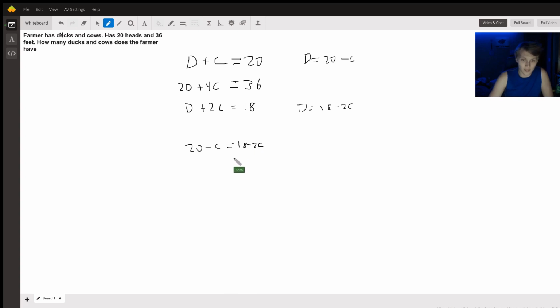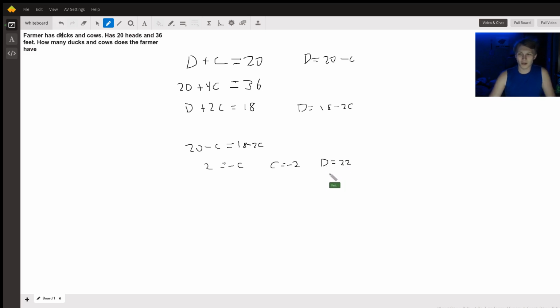And if we solve this, we get that 2 on the left-hand side is equal to negative C on the right side. This shouldn't make sense. This means that C is equal to negative 2, which is implying that the farmer has negative 2 cows. That doesn't make sense, but we'll solve it anyway. That means if we plug this value for C up in here, D minus 2 equals 20. It means that D is equal to 22.